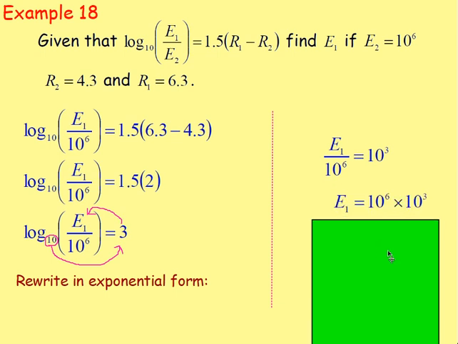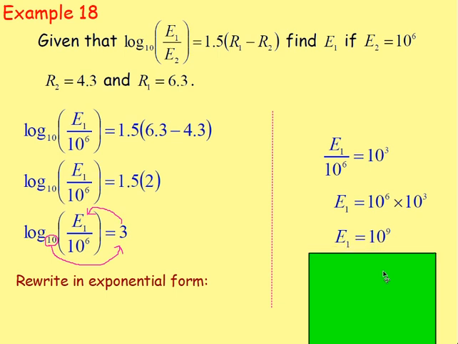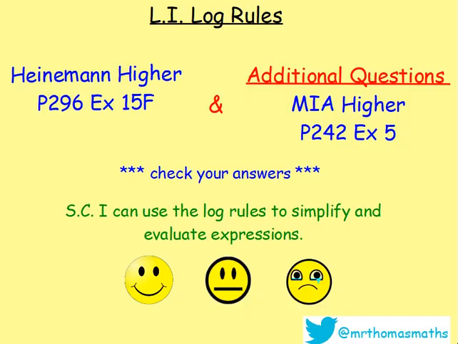You'd have 10 to the power of 3 times 10 to the power of 6, and that will give you, good, if it's the same base, add the indices. So that's 10 to the power of 9, and that will be your answer. That's it for log rules. Try these questions. Make sure you are 100% okay before you move on.